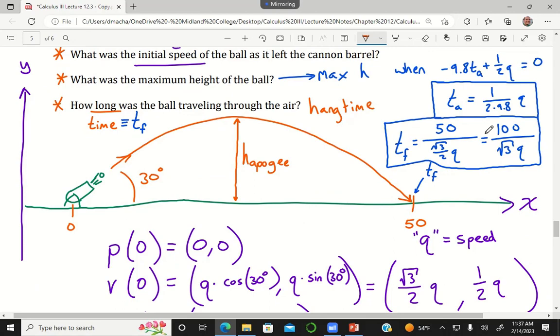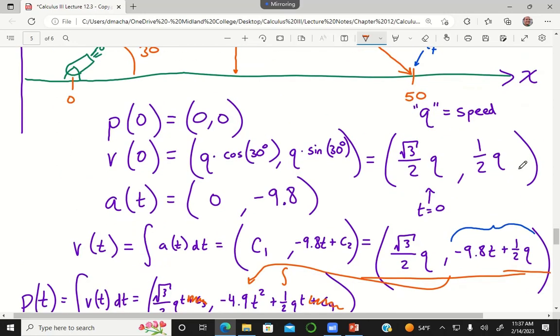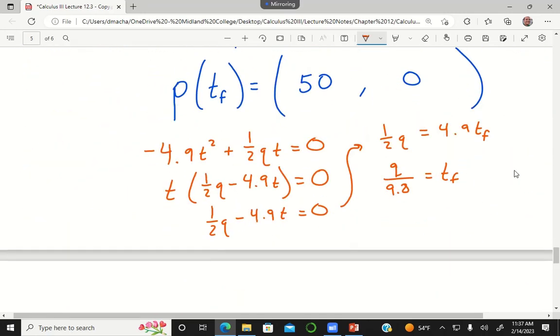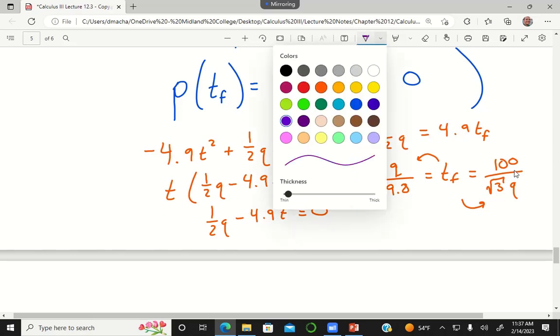Okay, so before I set my final time, TF, to 100 over root 3Q, now I have something a little bit different. I know that the final time has to be equal to that based on what we did earlier, and that at the same time, so now I actually have a little equation. Let me rewrite it.